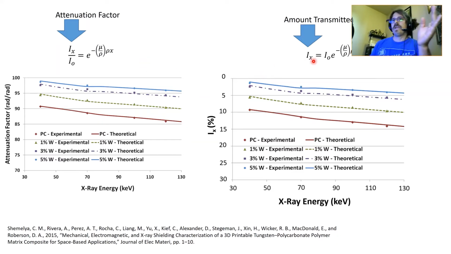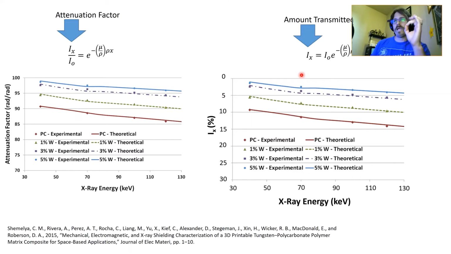The amount transmitted is Ix, and this is expressed as a percent. So more X-rays are transmitted at higher energies. And sometimes I find it easier to look at the data in terms of amount transmitted versus attenuation factor. It depends on what kind of day I'm having, actually, I'll be honest with you. But anyway, I just wanted to cover that.